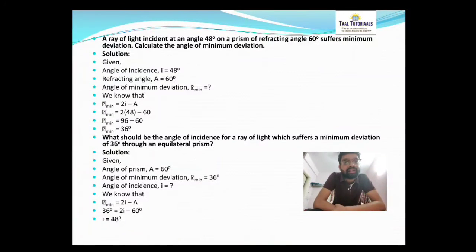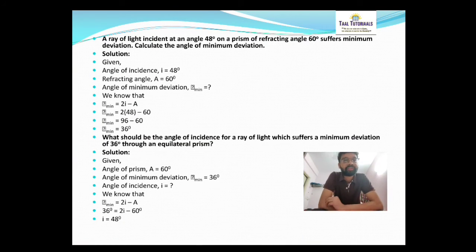Angle of incidence, that is i, is equal to 48. Refracting angle A is equal to 60. Angle of minimum deviation, that is delta min, we require. Delta min is equal to 2i minus A, we know that formula. When we substitute the values, 2 into 48 minus 60, that is 96 minus 60, we get the minimum deviation, that is delta minimum, is equal to 36 degrees.